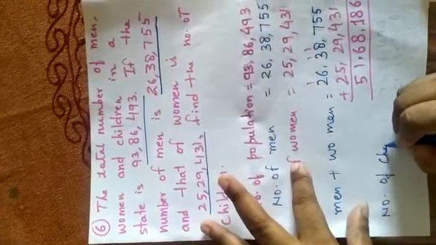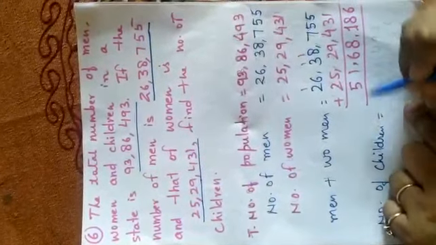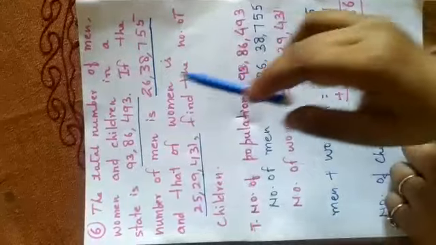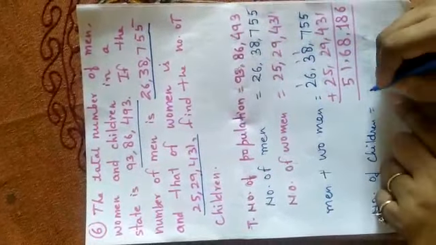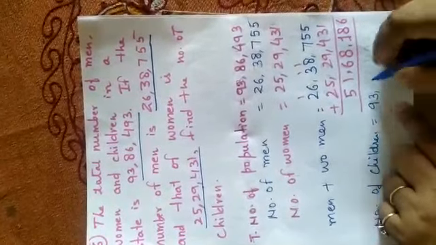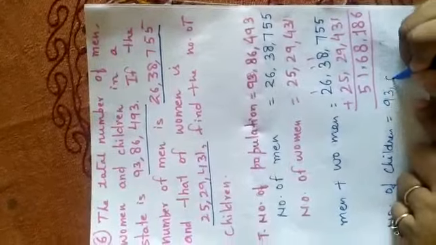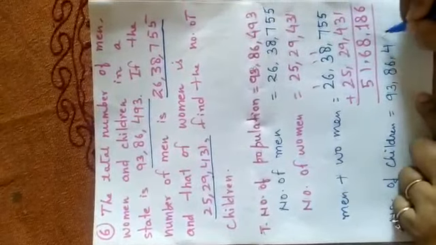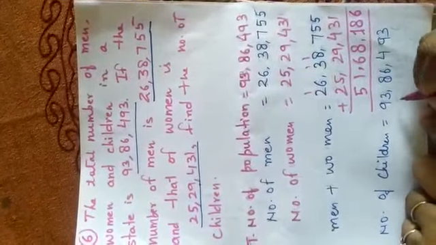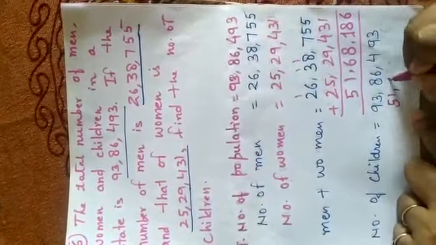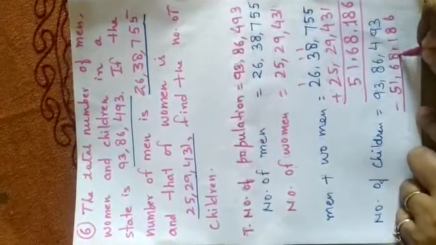Total number of children, we subtract the number of men and women from the total number of men, women and children in a state. So total number of men, women and children is 93,86,493, and number of men plus women is 51,68,186. So we do subtraction.